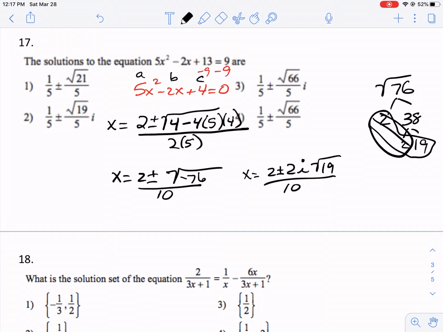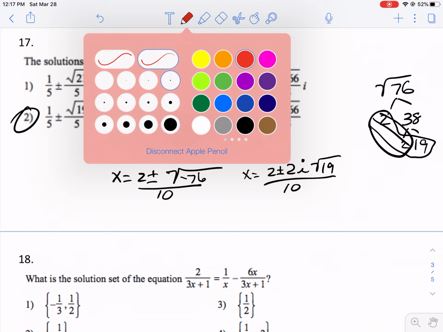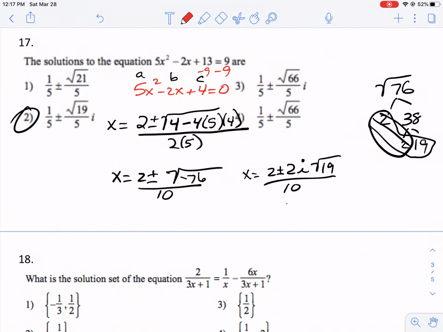The only one that has a 19 is number 2. If you want me to go one last step to show you the simplify, you put the 2 over the 10, 2i root 19 over the 10. 2/10 makes 1/5, so that also makes 1/5, and it's customary to put the i on the end. So that's how it ends up looking like number 2.